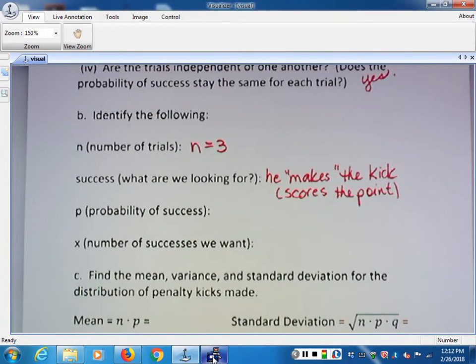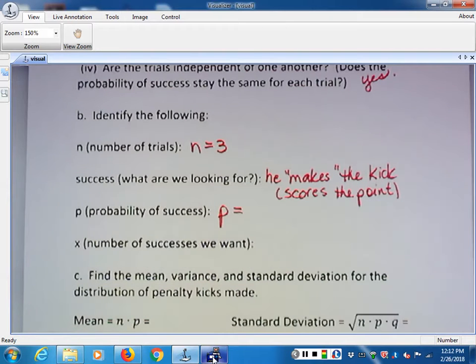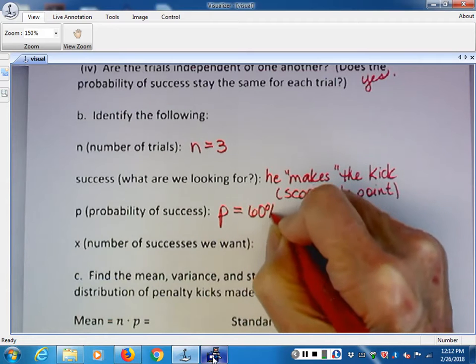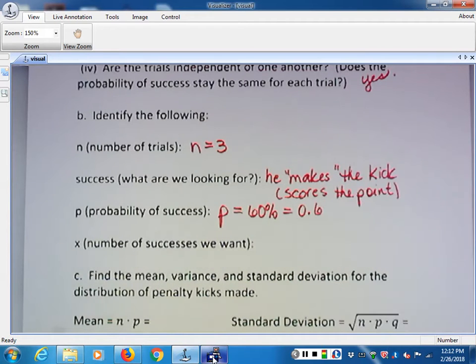What's the probability of success? Keeping the wording of your problem. How likely is he to make the point each time he kicks? What's the probability he makes the kick? 60%. And when we use it, we're going to need to use it as a decimal, so we're going to go ahead and change 60% to a decimal, which is 0.6.